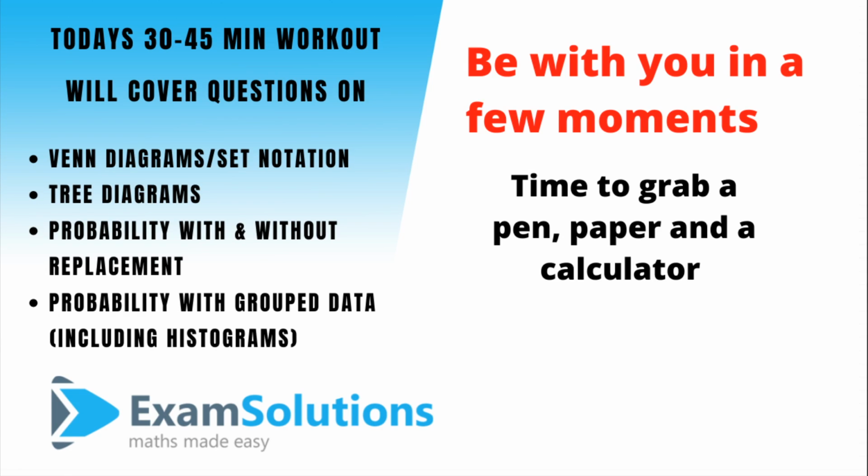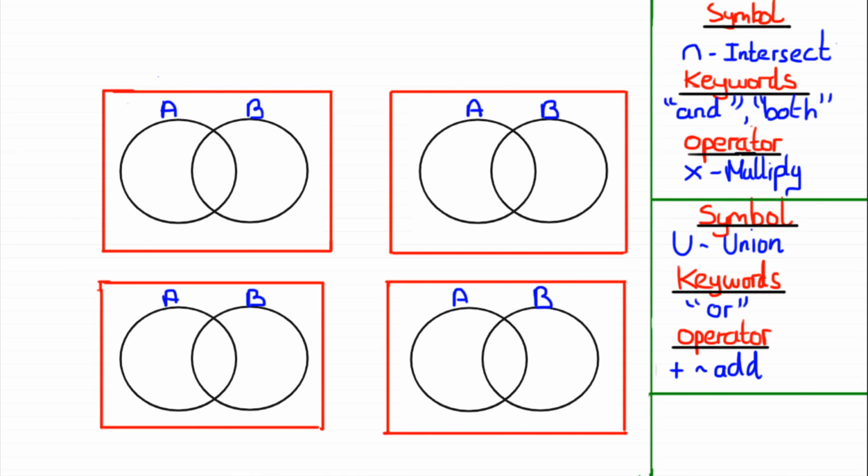Okay, so we're going to kick off today's tutorial by looking at sets, set notation, and seeing how we can combine that with Venn diagrams to calculate probability. So let's look at a couple of really important symbols that you need to know. This upside down looking U represents what's called an intersection. Some keywords associated with the intersection are the keywords "and" and "both". And the operator commonly associated in statistics and probability is multiplication.